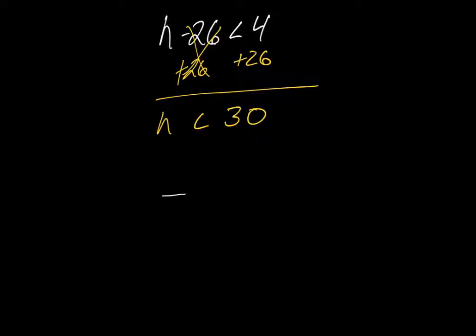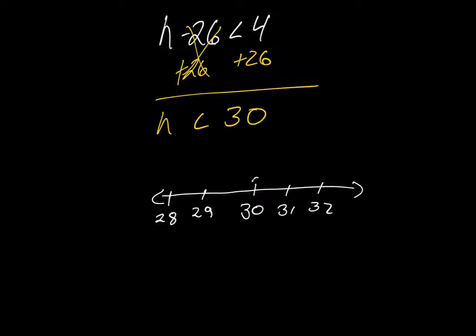And then if you remember, we learned how to graph. And we learned where to put our circle and whether or not to leave it open or closed. In this case, we leave it open because it's not or equal to. And h is less than 30. And so our arrow is going to point to all the numbers that are less than 30. We're kind of expanding on that today in that we're going to be using multiplication and division to solve these inequalities.